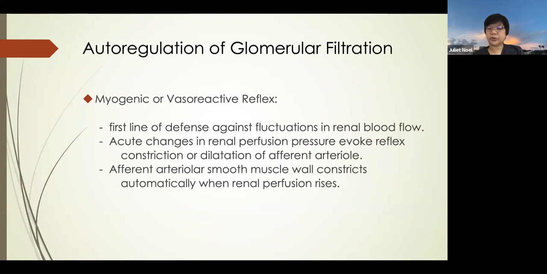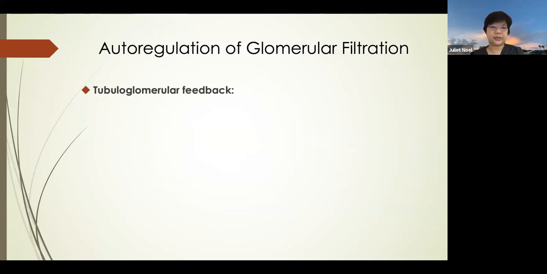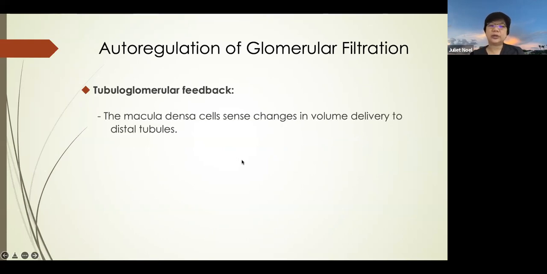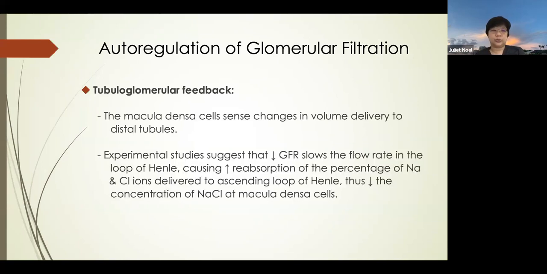So the afferent arteriolar smooth muscle wall constricts automatically when, as I mentioned, renal perfusion rises. The other autoregulation would be the tubuloglomerular feedback. So the macula densa cells sense changes in the volume delivery to the distal tubules.